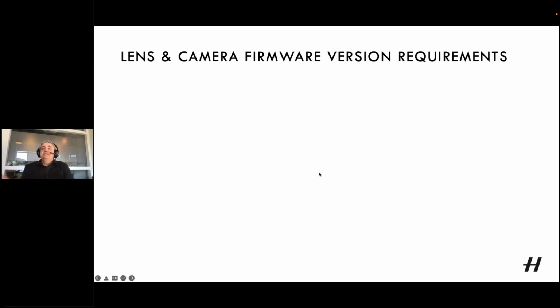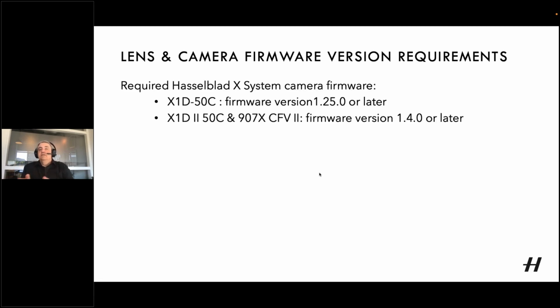So what do you need in the camera to actually be able to use these adapters and then the H lenses on that? The X camera itself must have, if it's an X1D Mark I, 1.25 or later. And the X1D Mark II and the 907, it needs to be 1.4 or later in terms of firmware in the camera body.